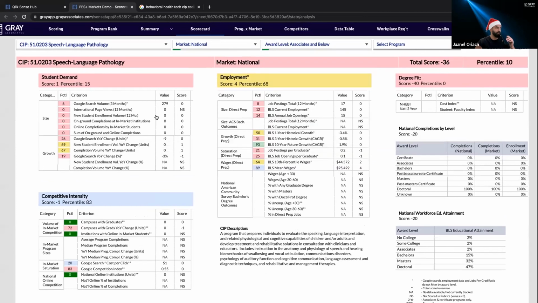So keep in mind, it's not that this program doesn't exist. It's that the focus of our analysis right now is set for associates and below, which is why you're going to see some zeros under enrollment and completions and campuses with graduates.